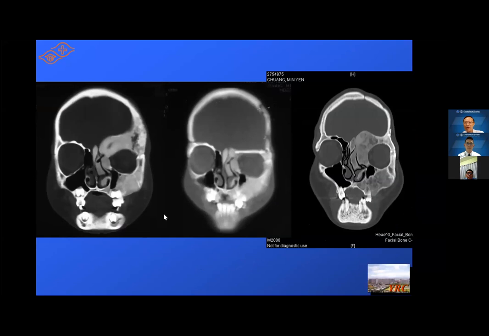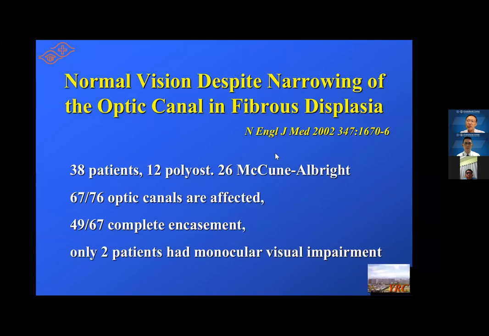Interesting data: in 2002, the New England Journal of Medicine, from the University of San Francisco along with the NIH, reported on acute eyebrow syndrome, 26 cases, and in all 38 patients, the optic canals were affected almost always, but only two had monocular visual impairment. So they argue that optic nerve encasement is not the cause of the blindness or the visual acuity loss. So they doubt optic nerve decompression. Is that really necessary?